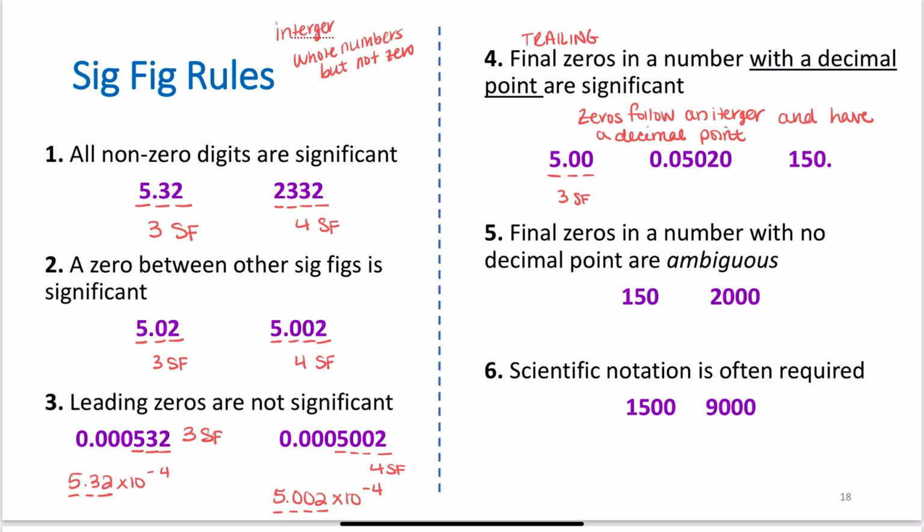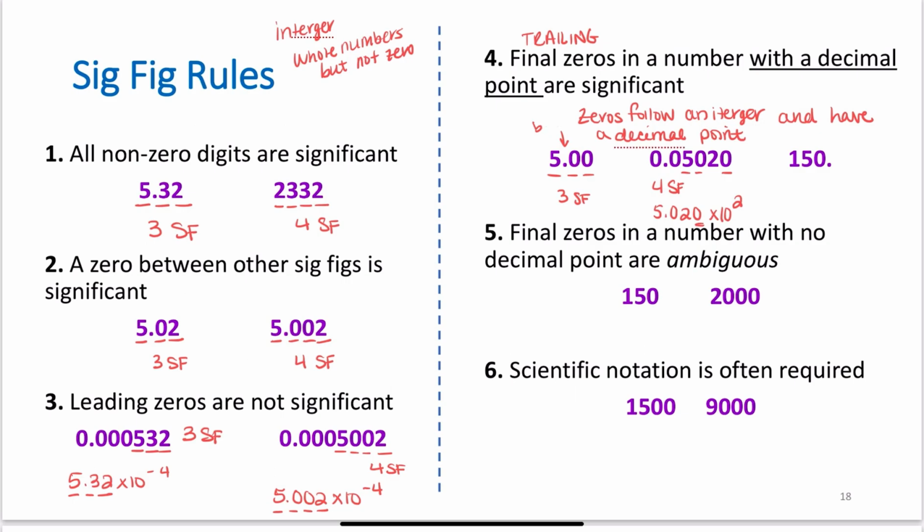If I have 0.05020, that has 1, 2, 3, 4 sig figs. Again, this one's going to confuse students because of the leading zeros. If I put that into scientific notation, 5.020 times 10 to the negative 2. This trailing zero is significant because it is following an integer and a decimal place. So it has to have a decimal place before or after it. It can be before it, it can be after it. We've seen both examples here. Here the decimal is before.